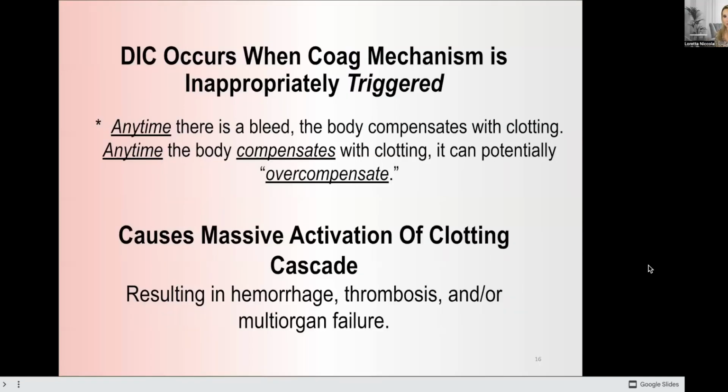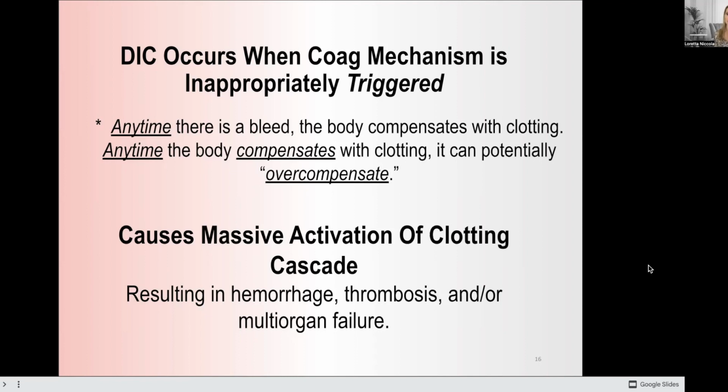And we're going to talk about the normal coagulation that should occur and if it goes awry and goes into DIC. So DIC occurs when coag mechanisms inappropriately are triggered. So think about it this way. Anytime there is a bleed, the body compensates with clotting. That's a normal process. Anytime the body compensates with clotting, it can potentially overcompensate. This would cause massive activation of the clotting cascade.